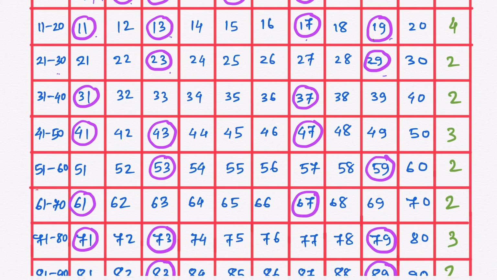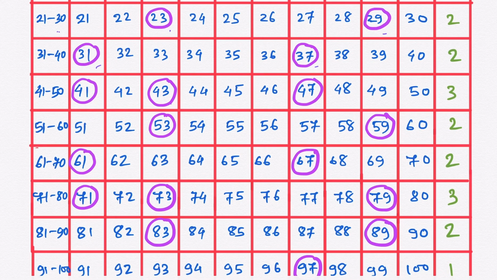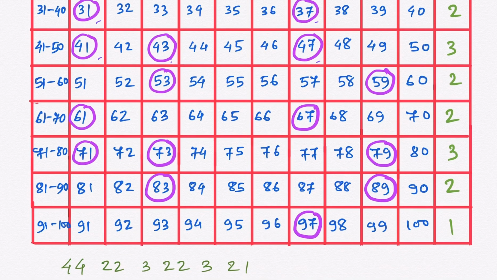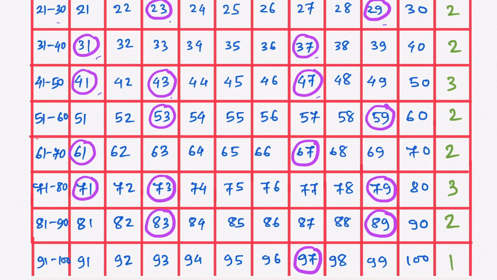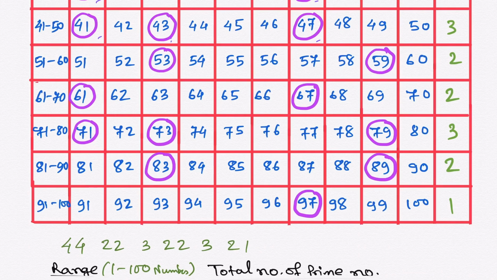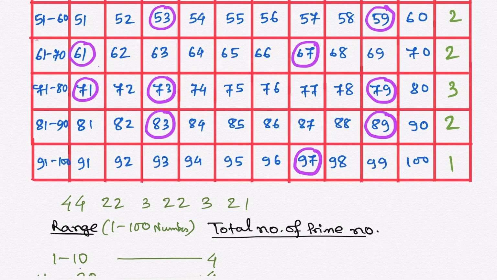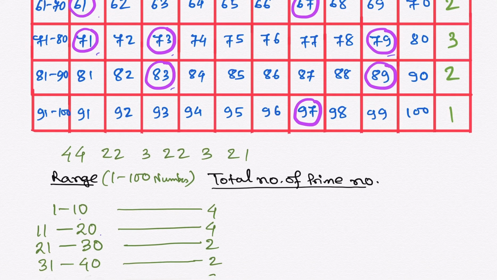In 31 to 40, the prime numbers are 31 and 37. In 41 to 50, the prime numbers are 41, 43 and 47. In 51 to 60, the prime numbers are 53 and 59. In 61 to 70, the prime numbers are 61 and 67. In 71 to 80, the prime numbers are 71, 73 and 79. In 81 to 90, the prime numbers are 83 and 89. And in 91 to 100, there is only one prime number, which is 97.